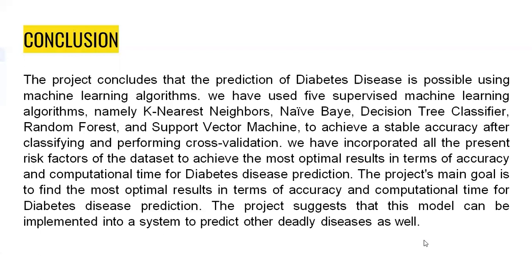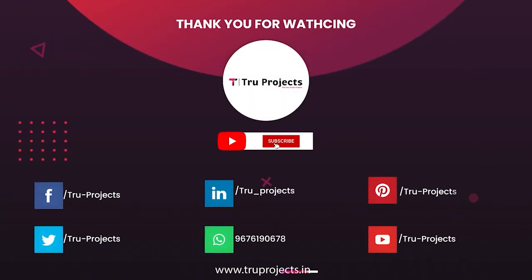We have incorporated all the present risk factors of the dataset to achieve the most optimal result in terms of accuracy and computational time for the diabetes disease prediction. The project's main goal is to find the most optimal result in terms of accuracy and computational time for the diabetes disease prediction. The project suggests that this model can be implemented into the system to predict other deadly diseases as well.